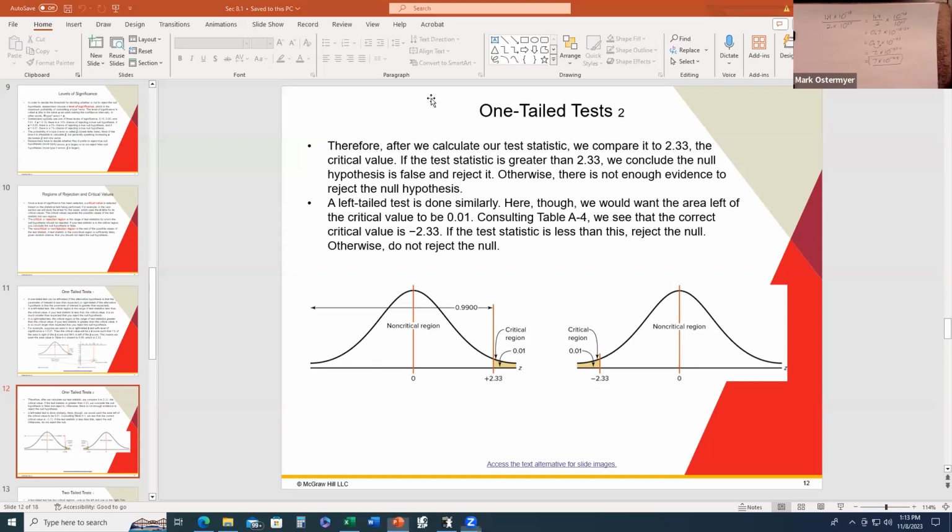And keep in mind, how do we know which is which? If we're conducting an upper tail test, our alternative hypothesis will have a greater than symbol. If we're conducting a lower tail test or left tail test, our alternative hypothesis symbol will be a less than symbol.